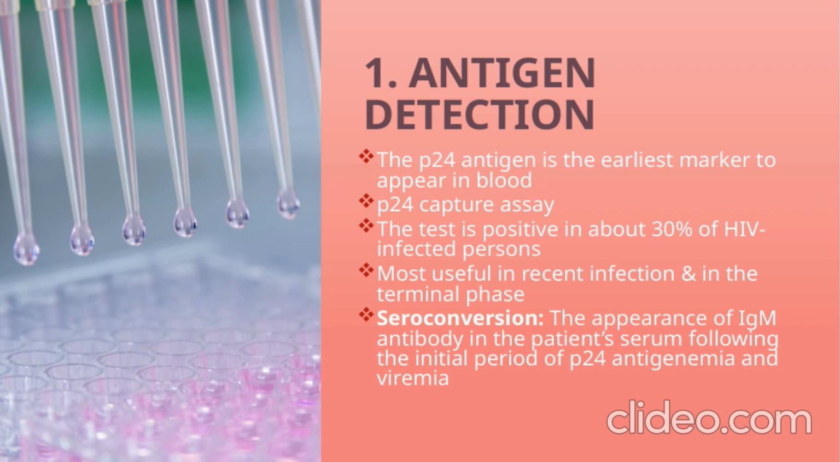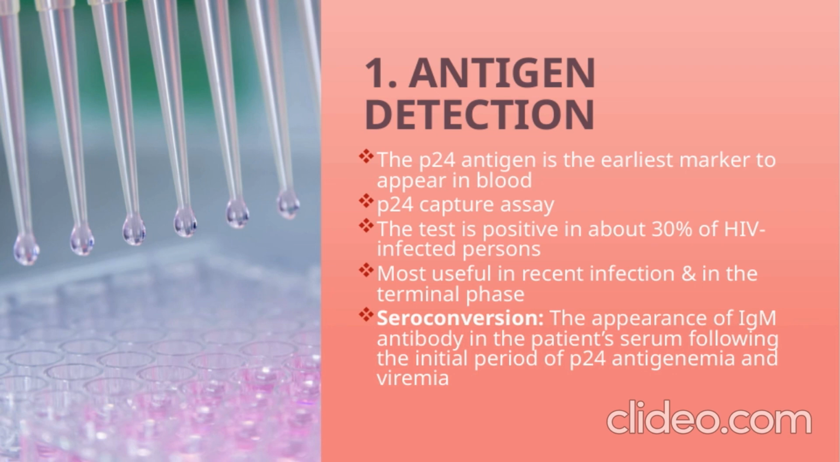Now, let's talk about seroconversion. This is a key concept. It's when IgM antibodies start to appear in the patient's serum after the initial period of P24 antigenemia and viremia. Essentially, it's the body's response kicking in after the virus is detectable through its antigens. Understanding these markers helps us piece together the timeline of infection and the immune response.